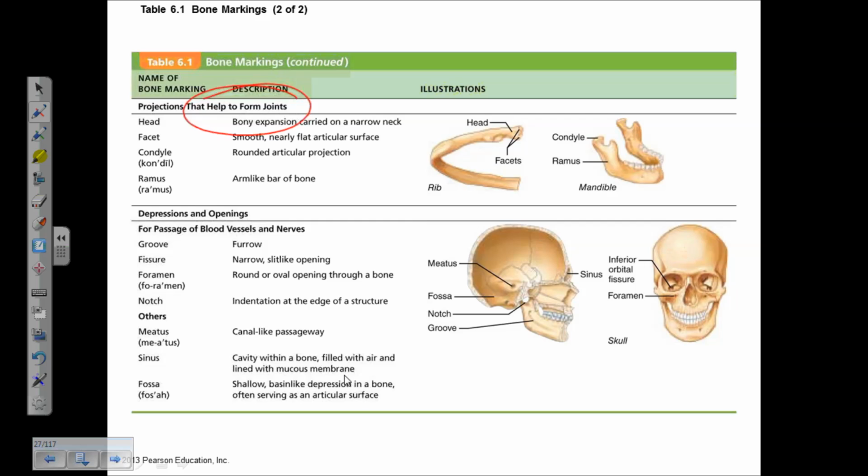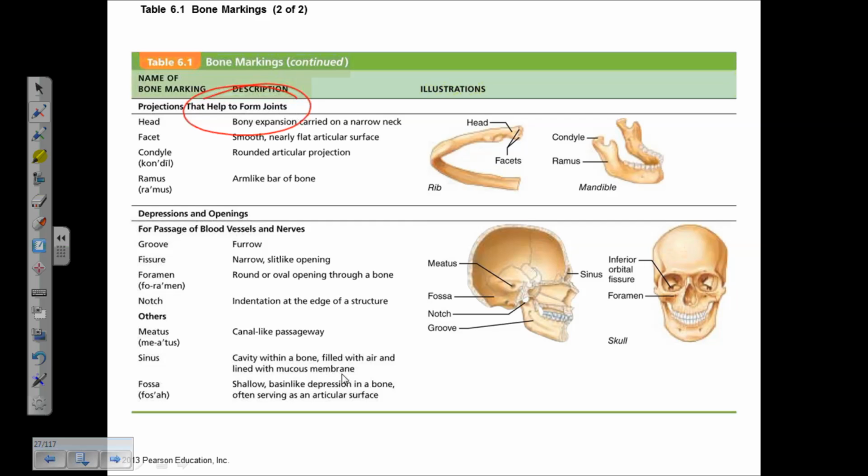So these kind of flat surfaces, I don't know if you can see that. These flat surfaces are facets. These are the facets. Okay? A flat surface that articulates with another bone. Condyle is a rounded articular projection. Condyles. And ramus, the bar of the bone right here.